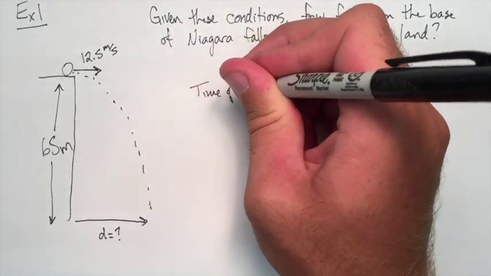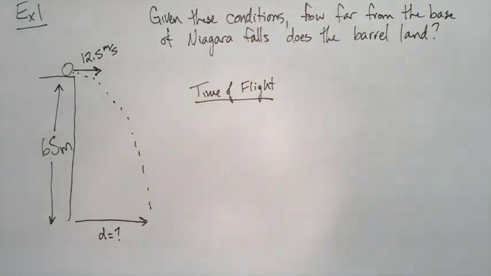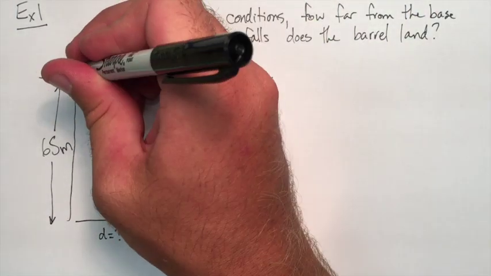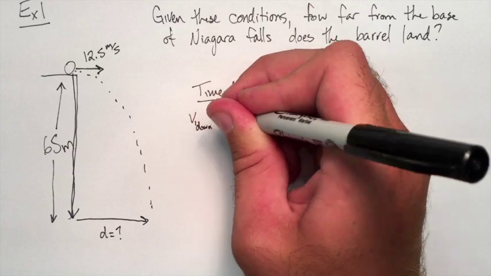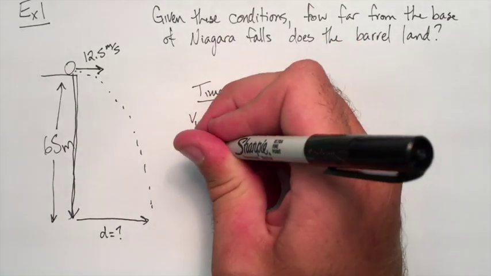So to do that, we know that the barrel is going to travel along that dotted line, but it's pretty difficult to do the math. So instead what we're going to do is, let's pretend that something is dropping straight down, and let's do the math on that to find the time of flight.